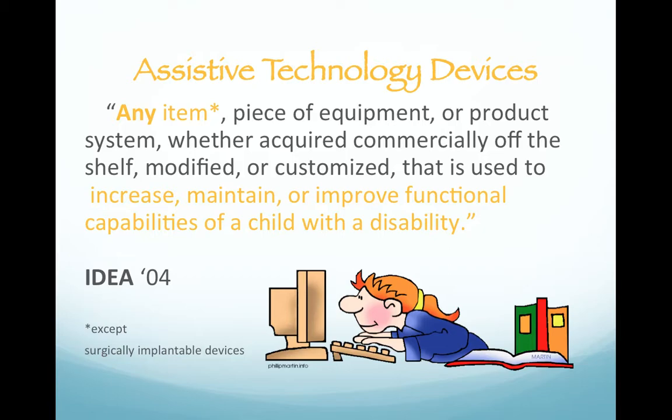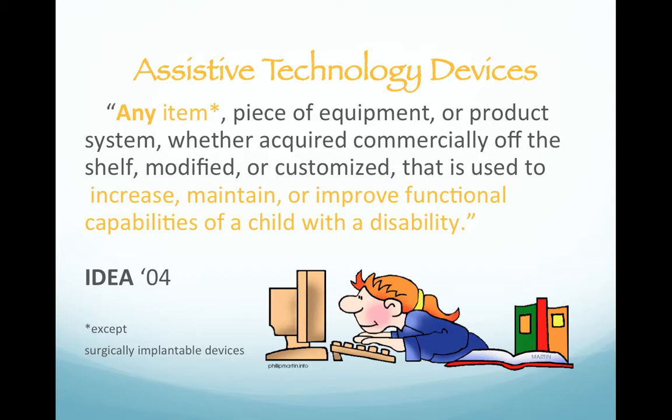The first definition we'll be talking about today is assistive technology devices. I don't always read the slides, but I'm going to read some of this during this presentation. Assistive technology devices: "any item, piece of equipment or product system, whether acquired commercially off the shelf, modified or customized, that is used to increase, maintain, or improve functional capabilities of a child with a disability." This is from IDEA 2004.